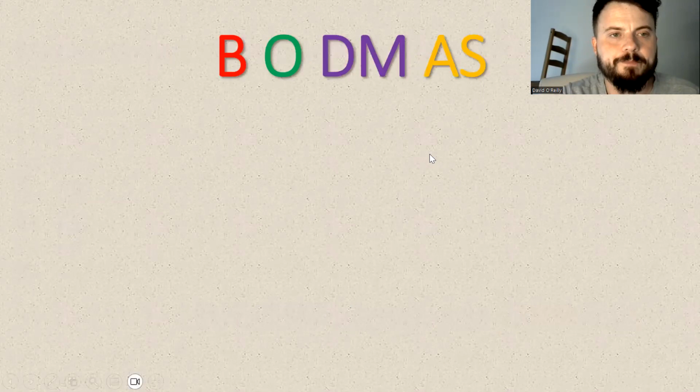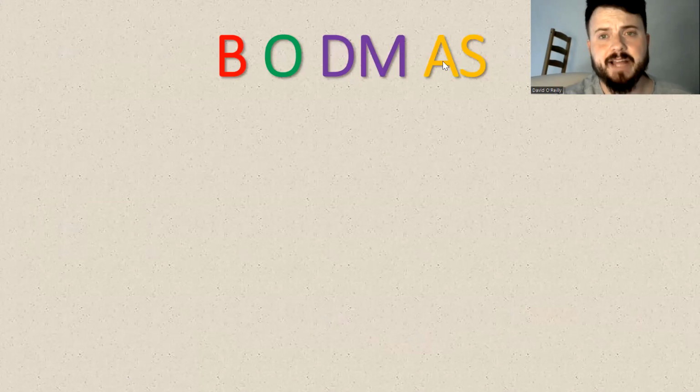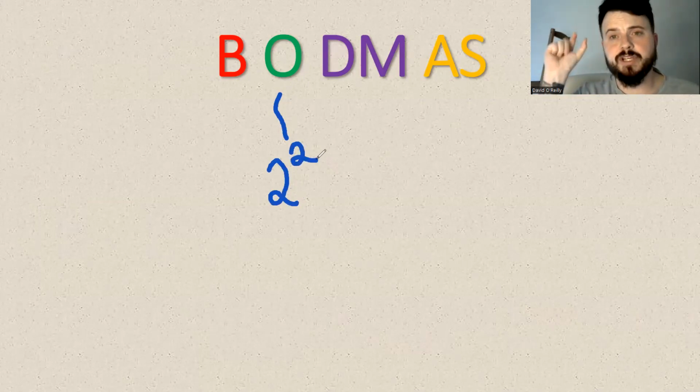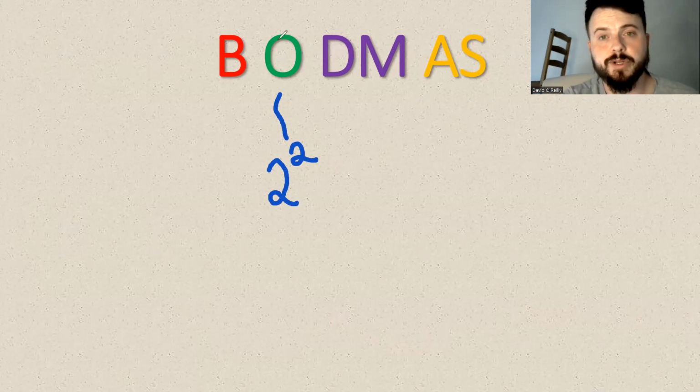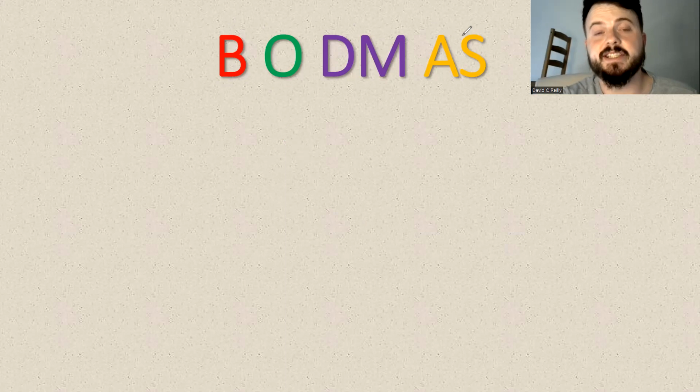Bodmas stands for: B, brackets; O, order; D, divide; M, multiply; A, add; and S, subtract. Okay, now all of those words are pretty obvious except for the O, which can be a bit tricky. O basically refers to numbers with powers, those little numbers we get floating in the top right corner. So squared numbers, cube numbers. Anytime you see a little number in the top right corner, that is what the O refers to, orders, okay? Besides that, we know what brackets are, what division and multiplication are, and what addition and subtraction are, okay?